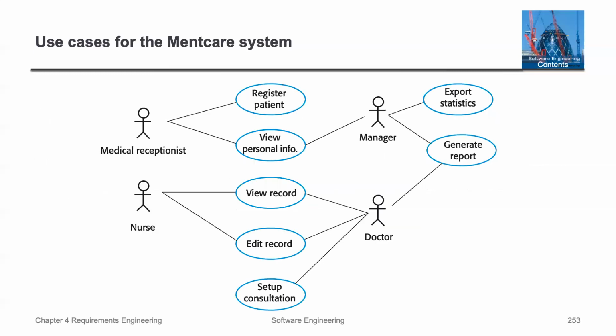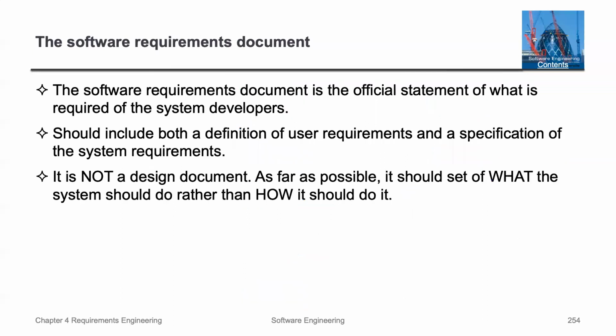So here's an example of a use case. This shows a use case for the Medicare system. And so you have these various individuals and how they interact with the system. You can have a receptionist, a nurse, a doctor, and a manager. And so these are all of the things that these various individuals do using the system. This isn't the patient. These are the healthcare professionals that are using it and what they would do.